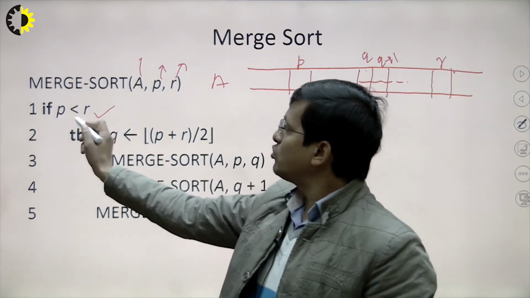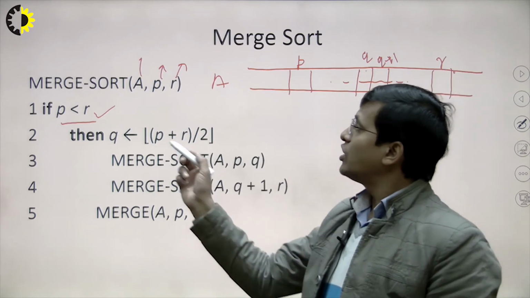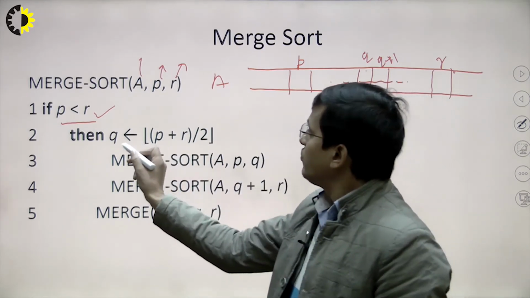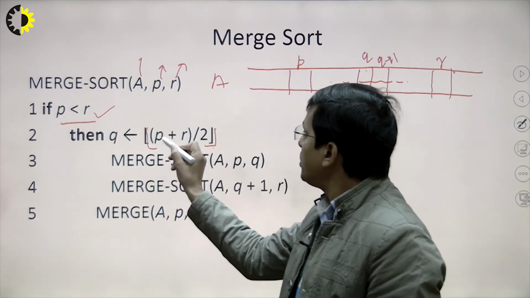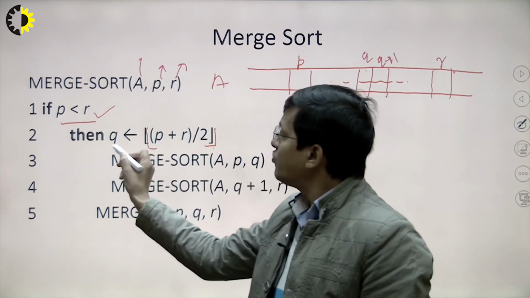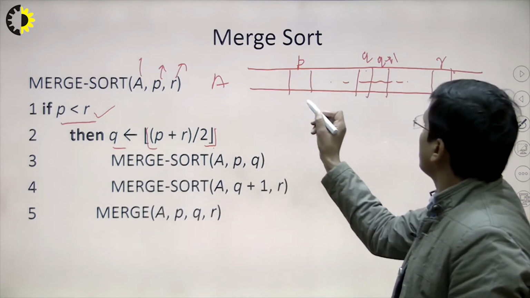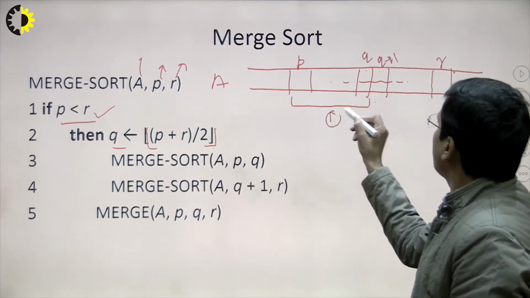So first of all we have to check whether P is less than R or not. If P is less than R, then we have to divide, otherwise division is not possible, right? Here we have divided; this is the lower bound, and we apply (P plus R) divided by 2 and assign it to the value of Q. So now we are dividing here, so this one is the first list and this one is the second list.